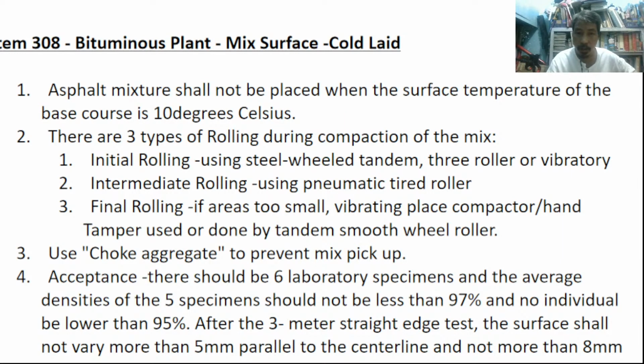There are 3 types of rolling during compaction of the mix. Rolling, you can use the equipment, you can use the heavy equipment. In our local dialect, that is pison. You can use pison using steel wheel tandem. Tandem meaning there are 2 or 3 rollers. 3 roller or vibratory type of roller. So in this equipment, 3 roller is specified. So there is some pison that we call tandem. There are 3 rollers rather than 1. So the common heavy equipment is pison with 1 roller.